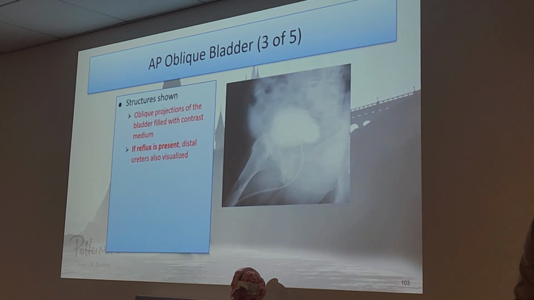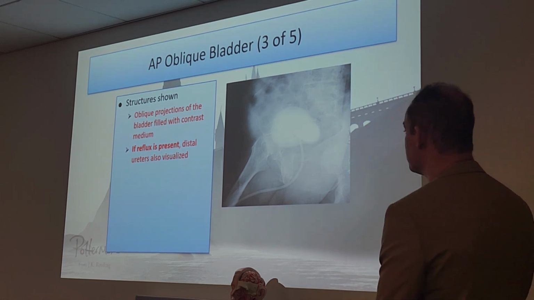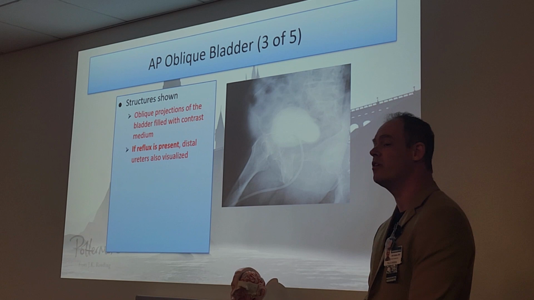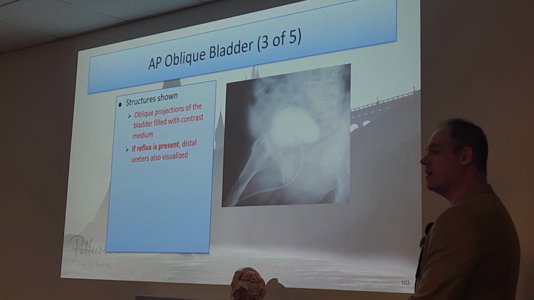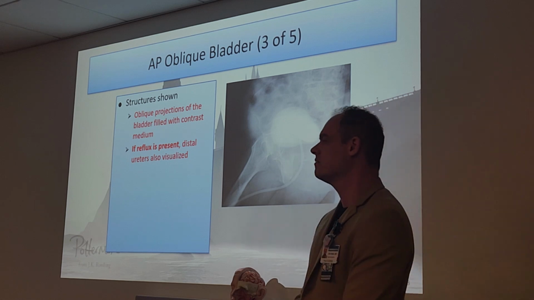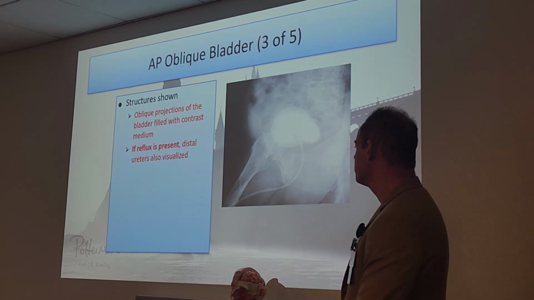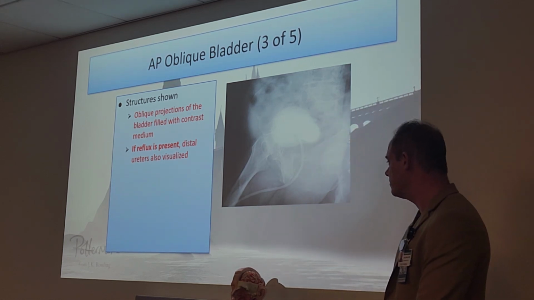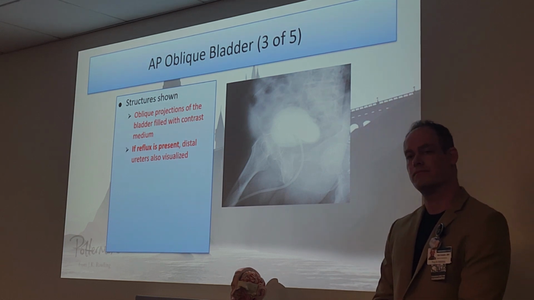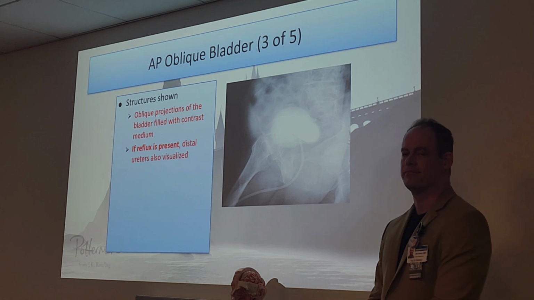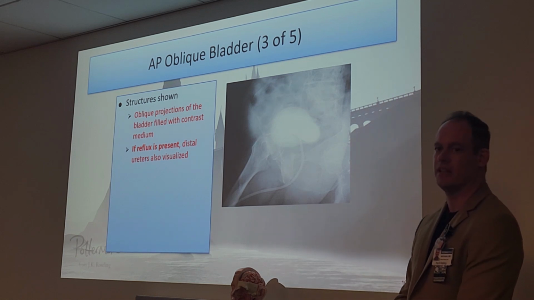All right, so oblique projections of the bladder with contrast. That's the star of our show. And if there is reflux, of course, we're going to see those distal ureters visualized. But hopefully we're not seeing that, because that'd be a bad thing. That means they're very sick, having some major renal difficulties. Are they doing these positions just so they can see every possible profile of the bladder? Yes.